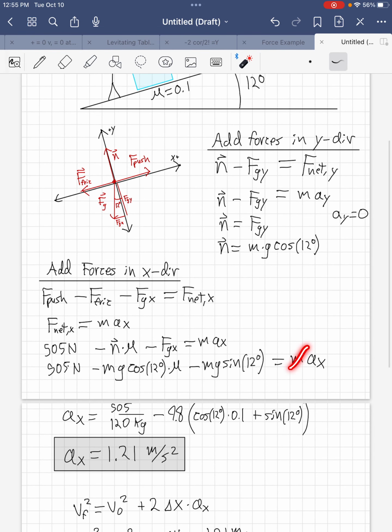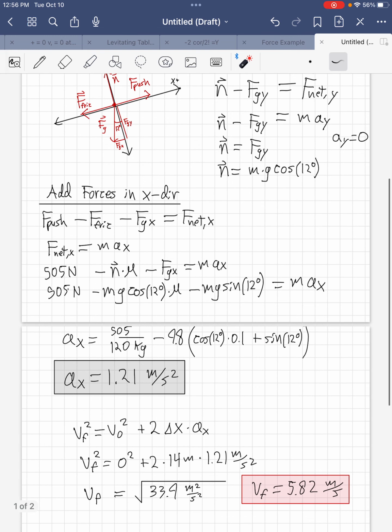So I'm just going to divide through by mass, so mass is going to cancel in these terms and divide by that term. We have 505 newtons divided by 120 kilograms. Both of those are times gravity, so I have 9.8 there, cosine 12, and our coefficient of friction is 0.1. And then that's our x component of gravity. And we just plug in those numbers, and we find that the acceleration in the x direction is 1.21 meters per second squared. Lovely. We're done, right?